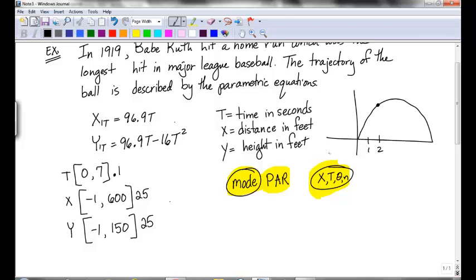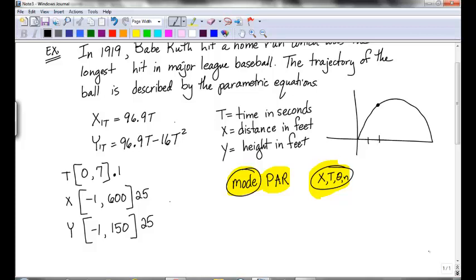You should see a graph similar to this. The tick marks are different. Now the difference is put your trace key on. Instead of just seeing x and y, you're going to see x, y, and t, more than one variable in parametric mode.